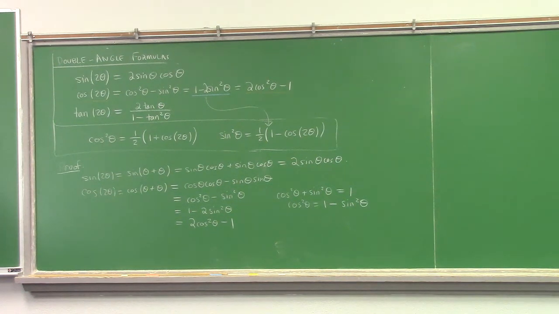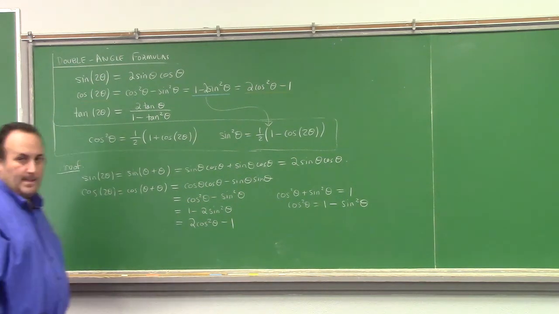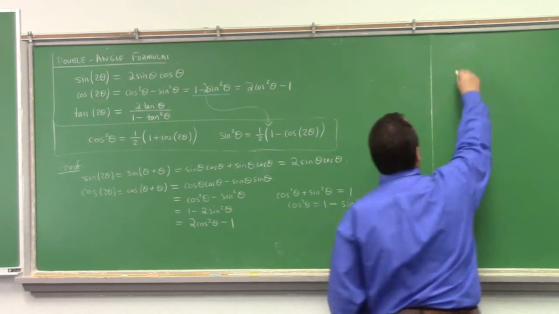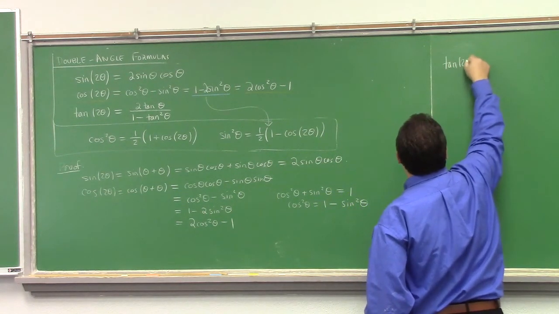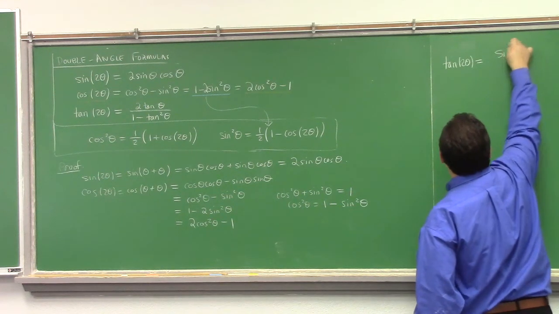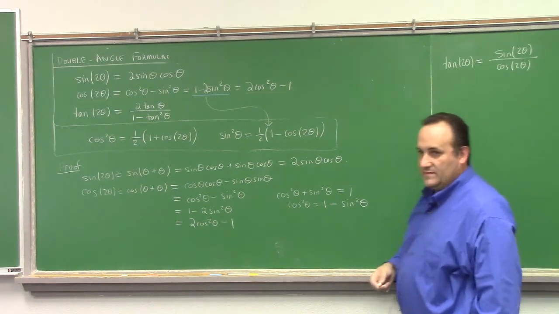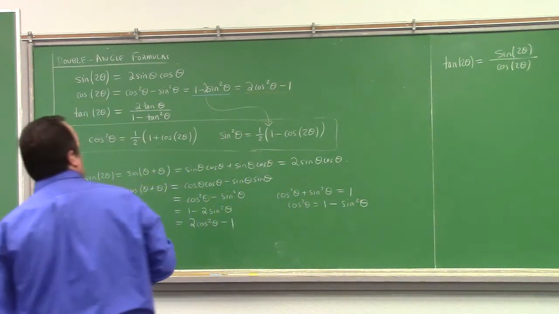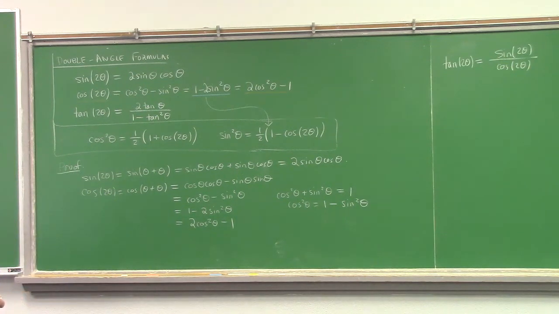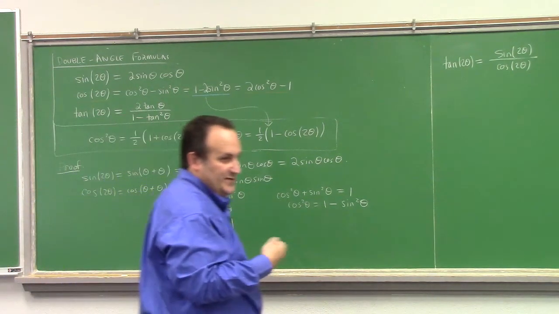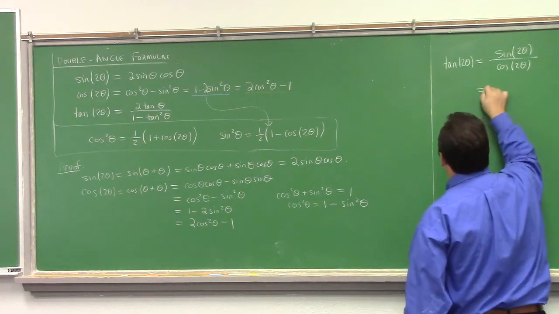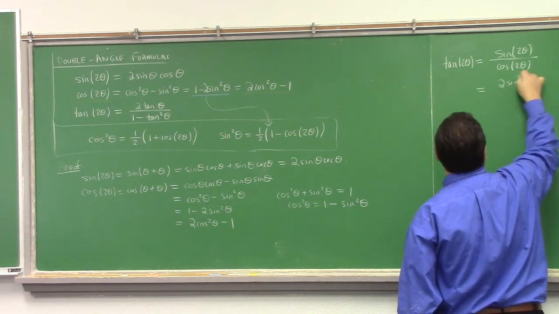How do you think we get the tangent formula? Tangent 2 theta will be sine 2 theta divided by cosine 2 theta, right? So you've got choices. It doesn't matter, any one of them, the algebra will work out the same. But sine 2 theta is 2 sine theta cosine theta.